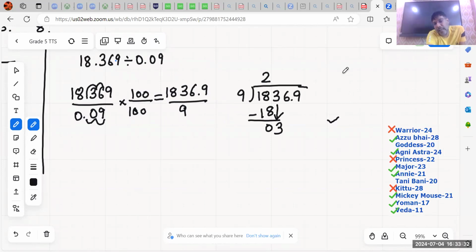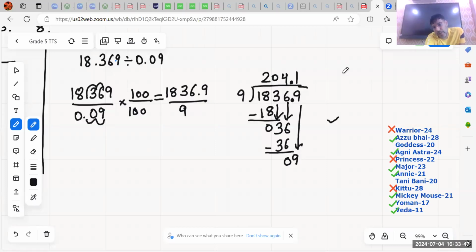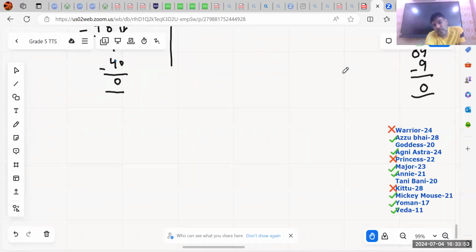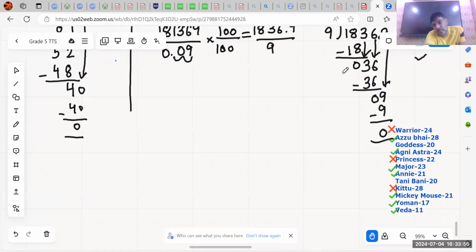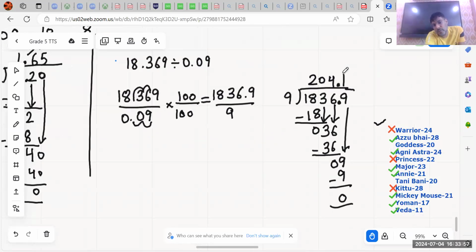Can we divide 3 with 9? No, so I'll put a 0. 6 will fall down. 9 fours are 36. Decimal point in the dividend, decimal point in the quotient. 9 ones are 9. So Kitu understood? Miss Kitu understood? Yes, yes, sir.